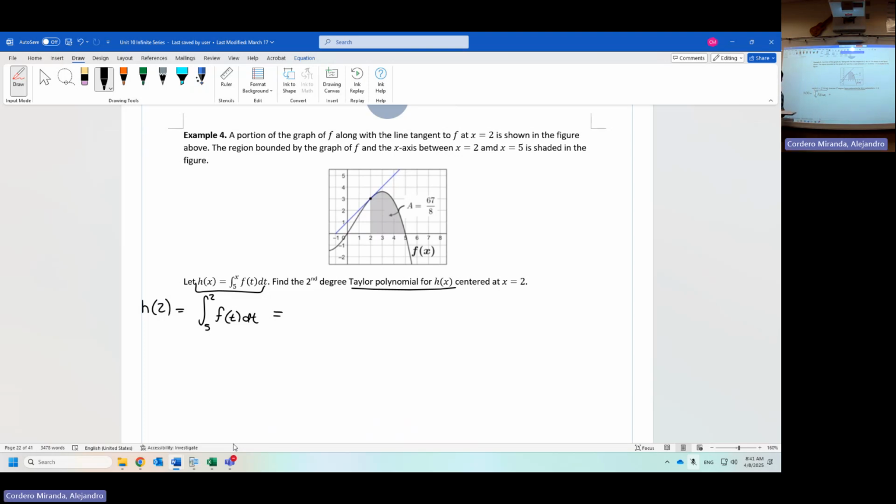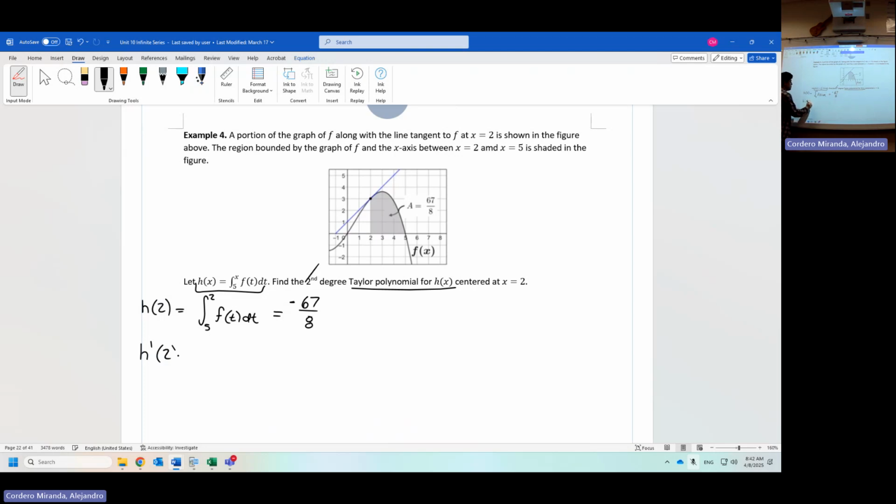Negative. I see positive. Good job. Yeah, good catch. This goes from big to small. 67 over 8 would be if it went small to big. So this would be negative 67 over 8. Good job. All right. There's h of 2.